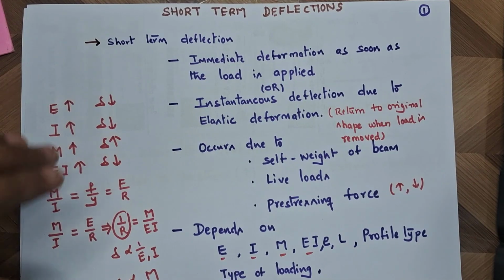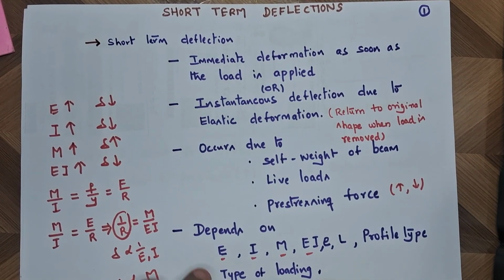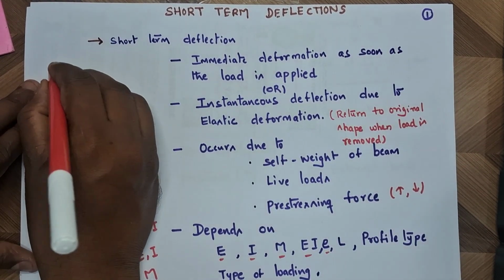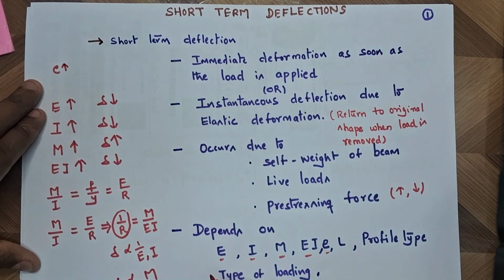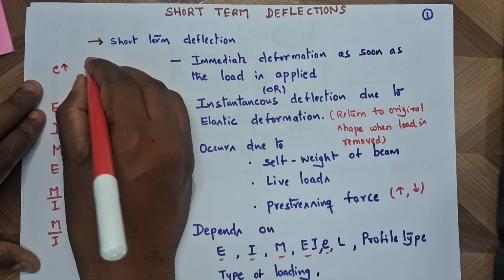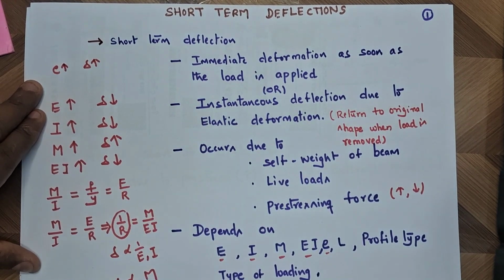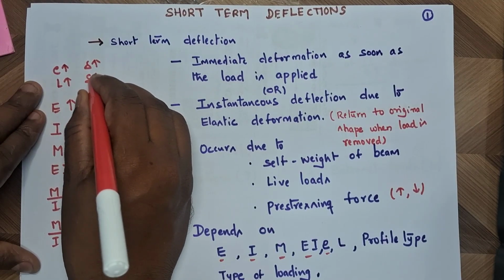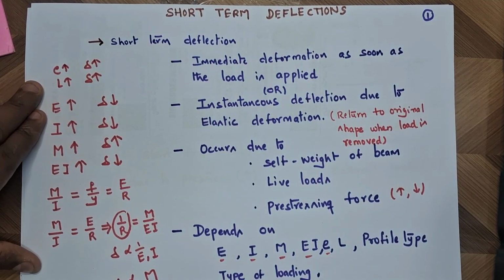In addition to this, short-term deflection also depends on the eccentricity. If eccentricity is more, upward prestress deflection will be more. Right? Next, span. As usual, if span increases, deflection increases.